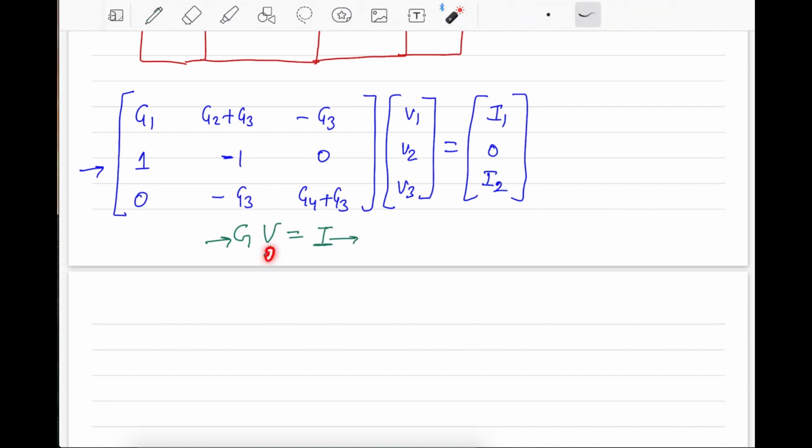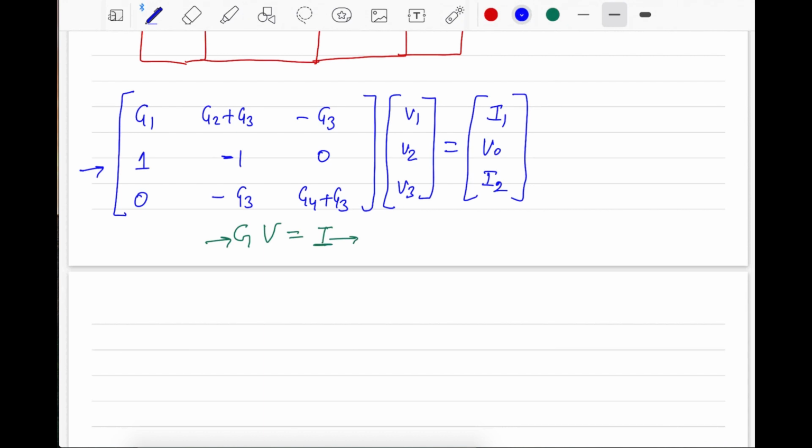Just a second. Sir, in the I1 matrix, V naught will come in the middle instead of zero, right? Ah, yeah, right. Good. So this will be V naught here.